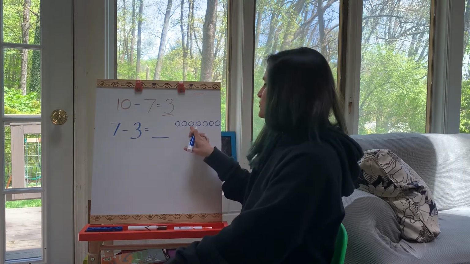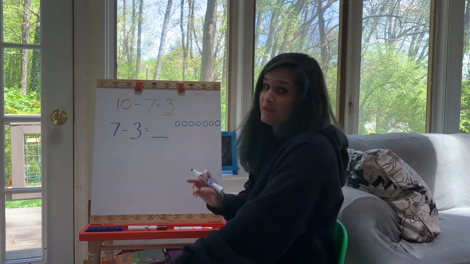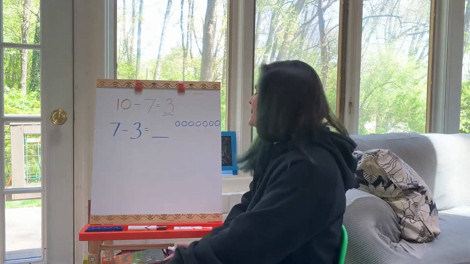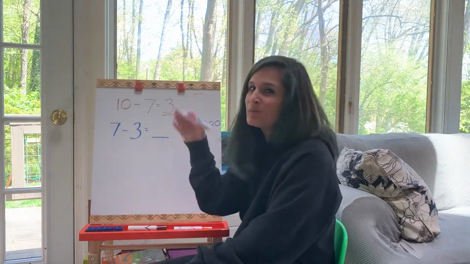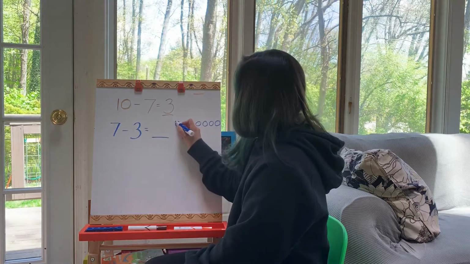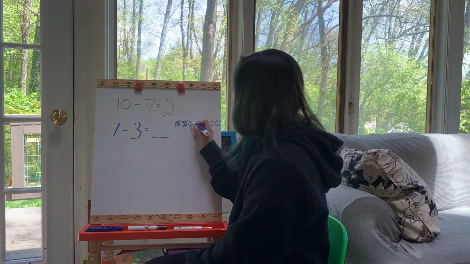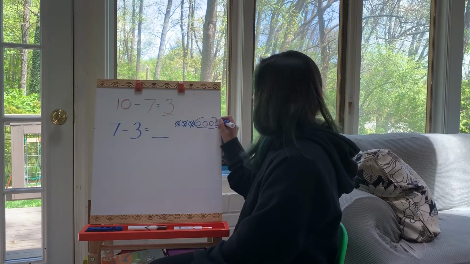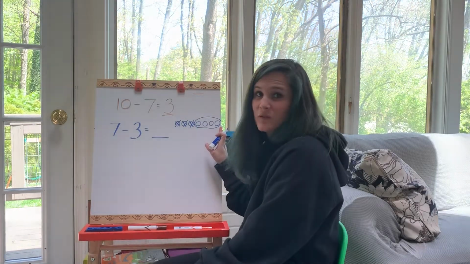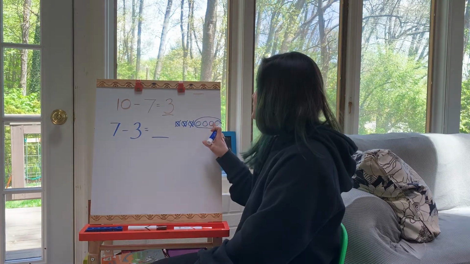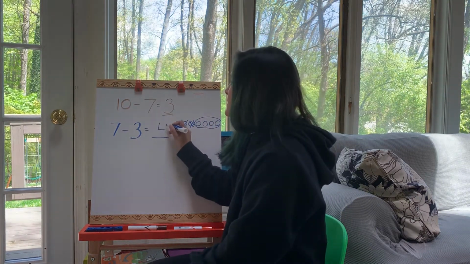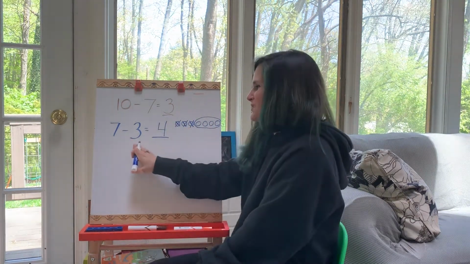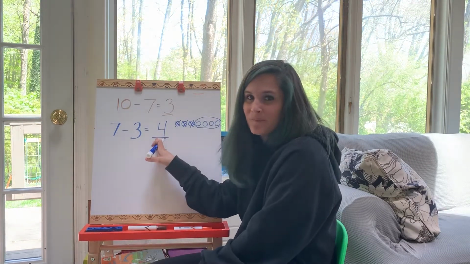So I have 1, 2, 3, 4, 5, 6, 7 dots on my board. Now I want to take away 3 of them, so I'm going to put an X through 3 of them. 1, 2, 3. And then I'm going to see what is left over. That's what my answer is going to be. So I have 1, 2, 3, 4 dots left over. So that's my answer. 7 minus 3 equals 4.